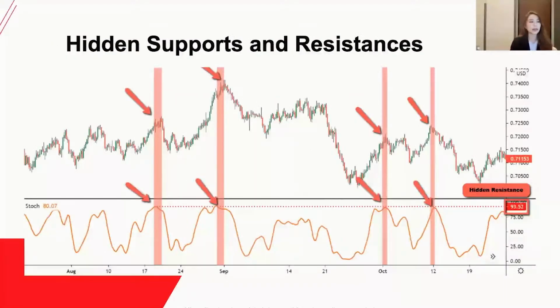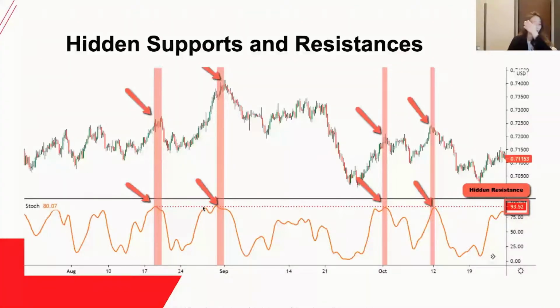However, if you are looking at how the price reacts and the momentum it carries in the stochastic indicator, you can see that on these four red highlighted areas, the price reactions are the peaks of the reaction, right? So we can see that at the peak, we are looking at 93.52, way above our normal range of 80.